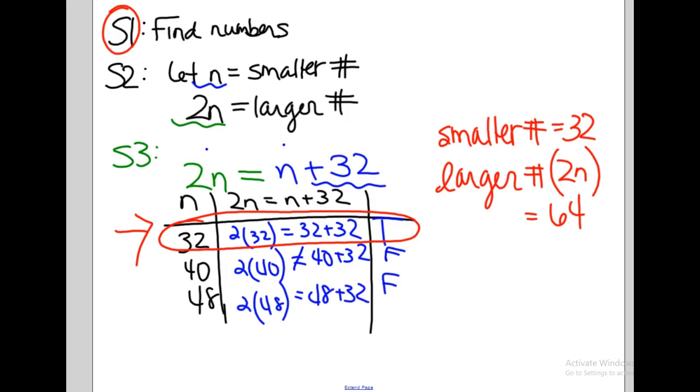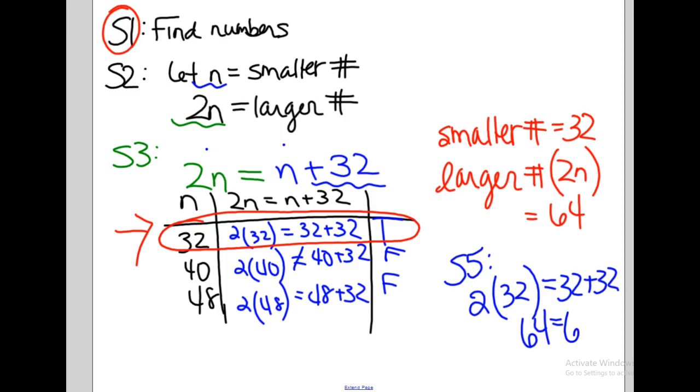Okay, now step number 5, we need a check, and I would just plug them in to my original equation there. 2n equals n plus 32, so 64 equals 32 plus 32, so 64 does equal 64.